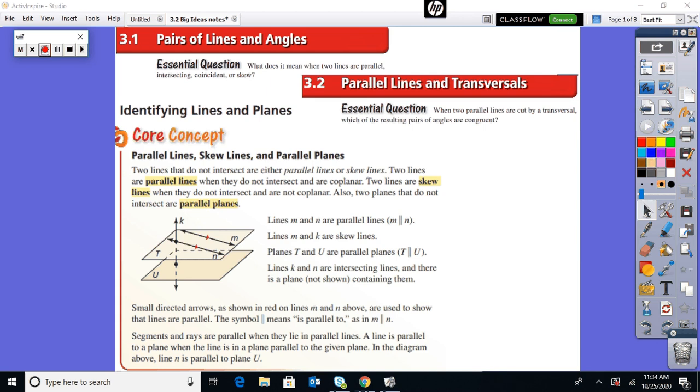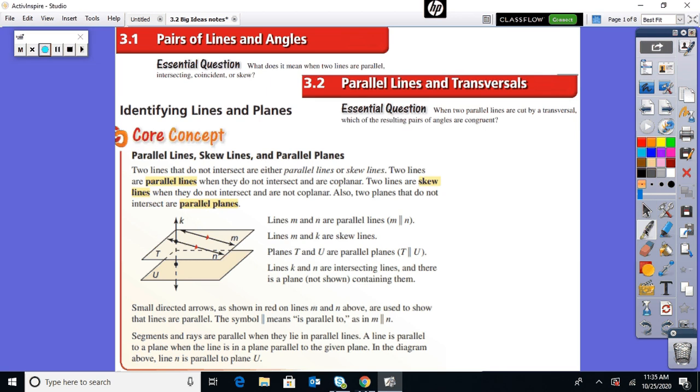Two lines that do not intersect are either parallel or skew. So the main difference is parallel lines are on the same plane, whereas skew lines are non-coplanar. Also, two planes that do not intersect are called parallel planes. So planes can't be skew, they're either going to intersect or be parallel, but lines can indeed be skew.